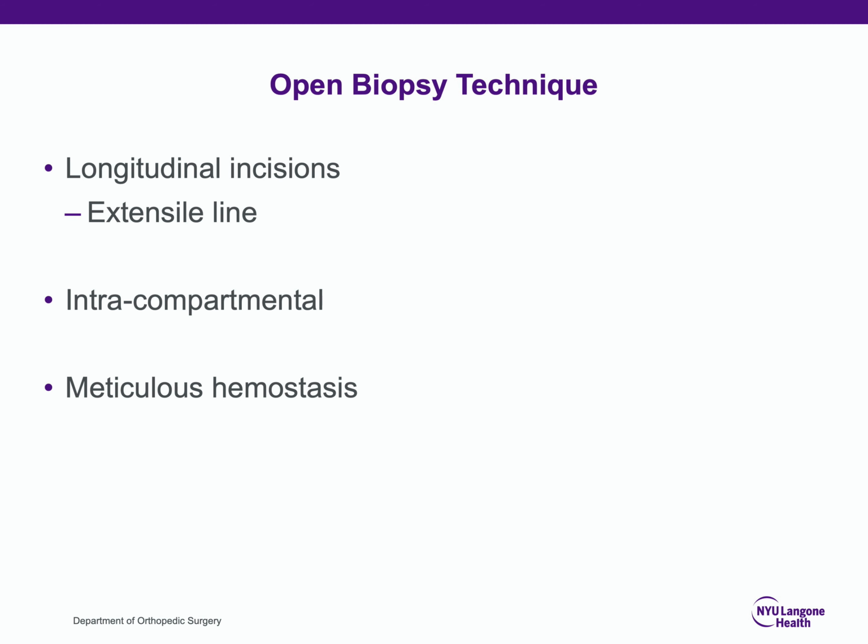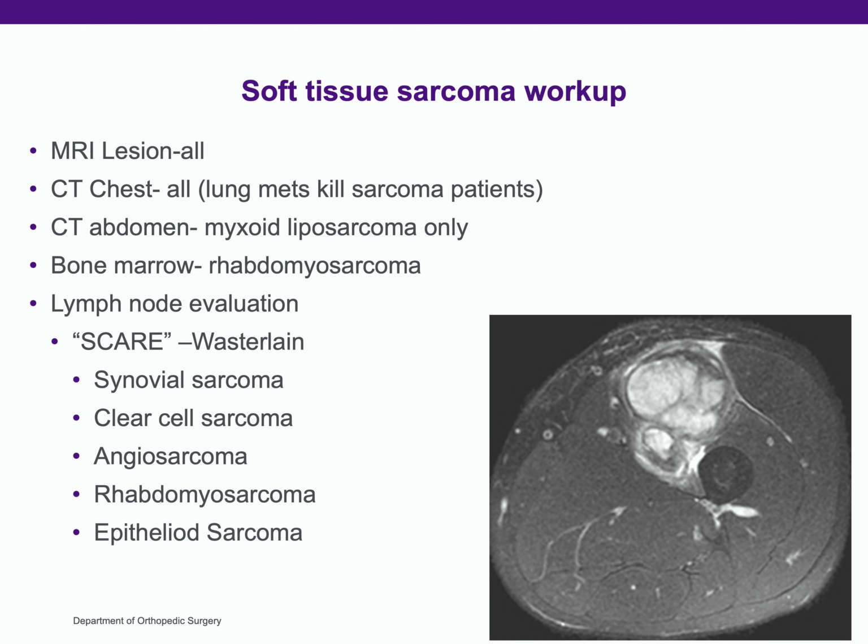And then, it seems a little silly to say, but meticulous hemostasis is obviously important for surgery in general, but even more attention is paid to it in biopsies, because what you don't want is a large hematoma, potentially full of malignant cells, that then contaminates surrounding tissue and needs more aggressive or wider surgery.